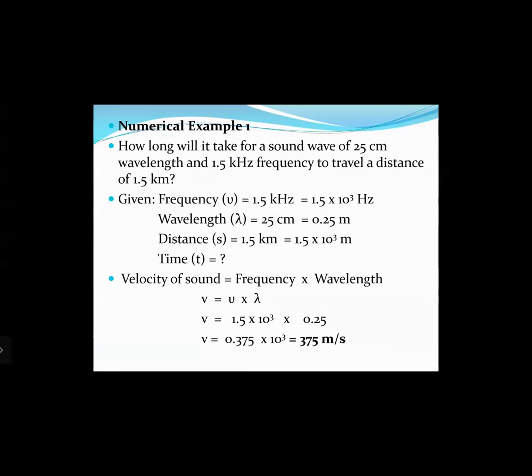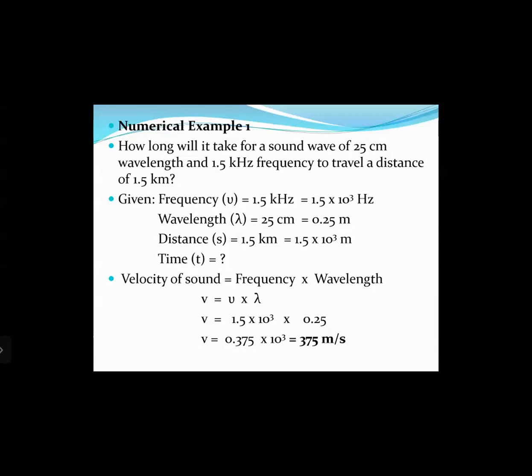Whenever you have any numerical problem, first of all you need to write down all the given variables, whatever they are. So we'll write down given. The first is frequency. The frequency symbol is nu. It is given as 1.5 kilohertz, right? You have to convert it into the SI system, that is the MKS system. 1 kilohertz is 1000 hertz, so 1.5 kilohertz is equal to 1.5 × 10^3 hertz.